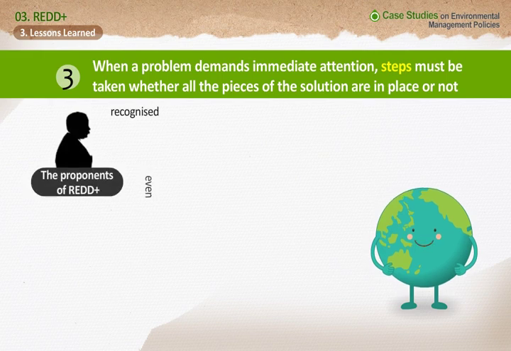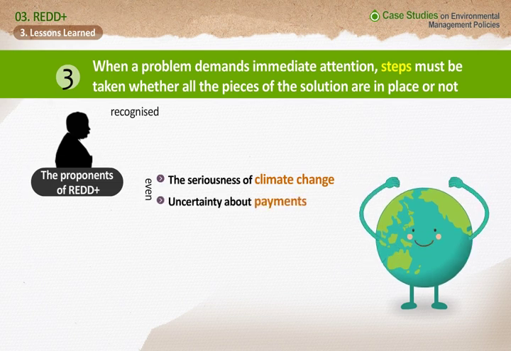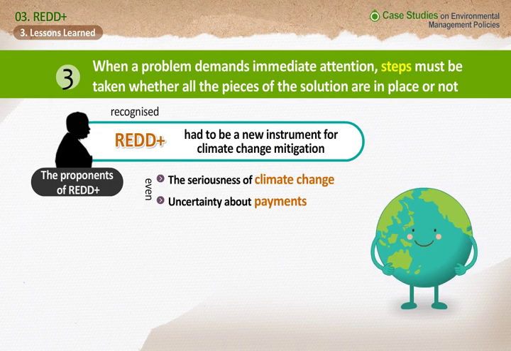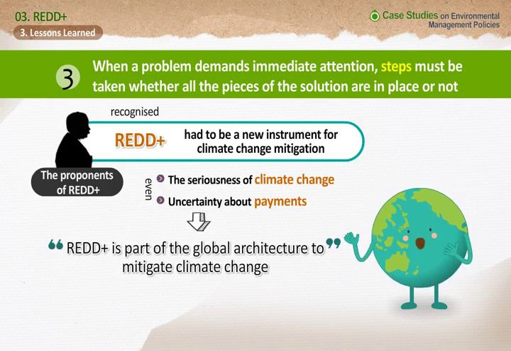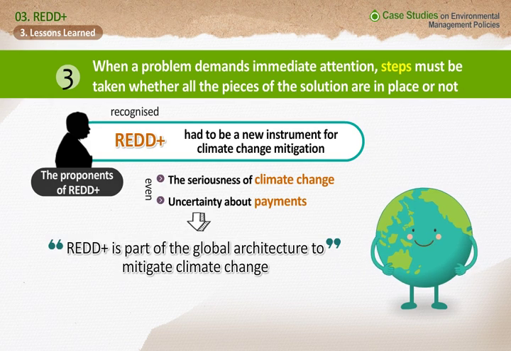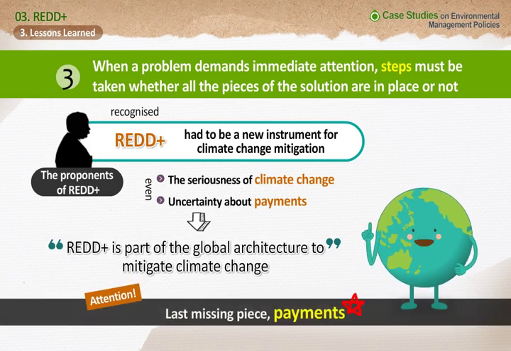The proponents of REDD+ recognize that given the seriousness of climate change, even in the face of uncertainty about payments, REDD+ had to be created as a new instrument for climate change mitigation. Through their efforts, REDD+ is part of the global architecture to mitigate climate change. Attention can now be placed on the last missing piece, payments.